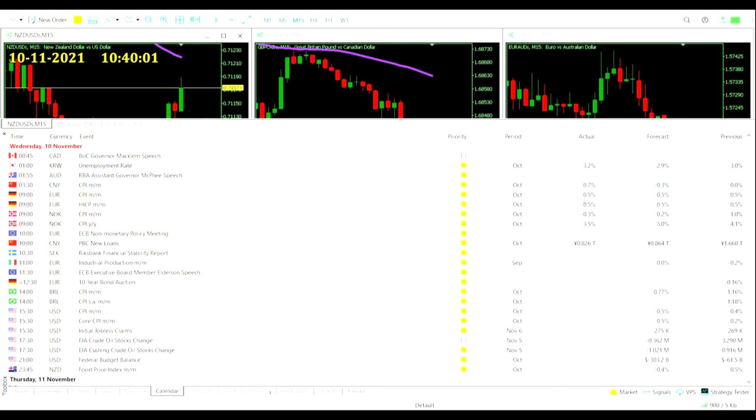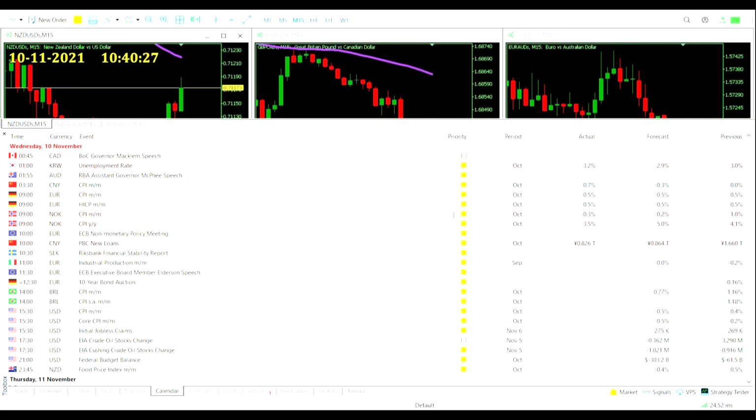That was Asia. In Europe this morning, Germany 9 a.m. CPI month on month as well. 0.5% actual, 0.5% forecast, 0.5% previous. That started picking up for Germany. They were able to hold it flat for a good while, but now it's coming a little bit for them as well.